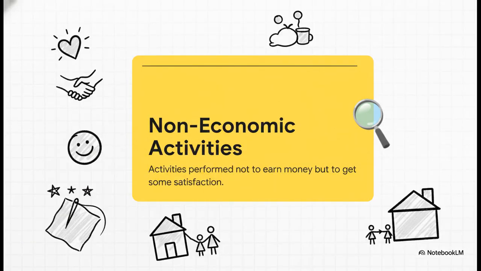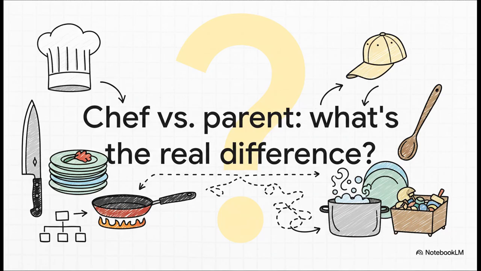And then, on the flip side, you've got non-economic activities. Here, the motivation is totally different. It's about personal satisfaction, maybe helping someone out, or just having fun. Think about it. A mother stitching clothes for her kid is doing the exact same physical action as the tailor, but the reason why is worlds apart. There's no money involved.